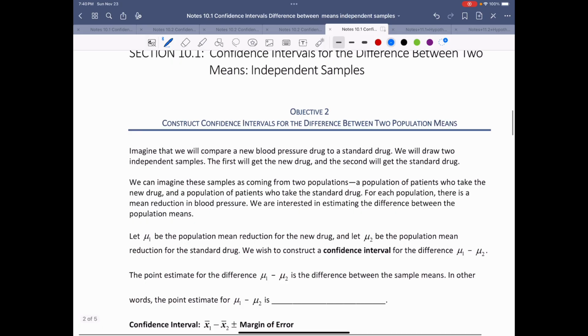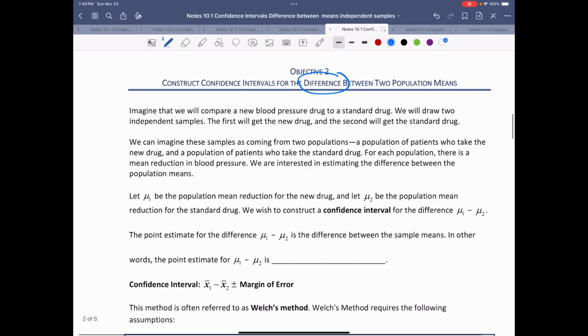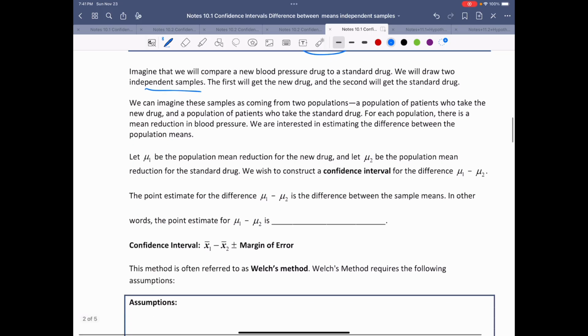Now, what we're going to do in this lesson is we're going to do independent samples, and we're going to find confidence intervals for the difference between 2 population means. Now, imagine that we will compare a new blood pressure drug to a standard drug. We will draw 2 independent samples. The first will be given the new drug and the second will get the standard. We can imagine these samples as coming from 2 populations, a population of patients who take the new drug and a population of patients who take the standard drug. For each population, there is a mean reduction in blood pressure. We are interested in estimating the difference between the population means.